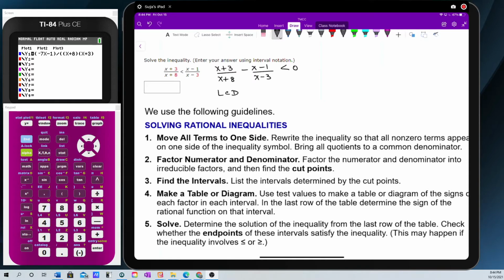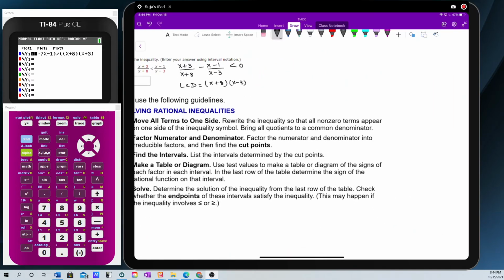For that I need the LCD, which is x plus 8 times x minus 3. This is going to create an equivalent fraction of x plus 3 times x plus 8 over, right, minus x minus 1 times, this should be x minus 3, okay, times x plus 8, the whole thing over x plus 8 times x minus 3, which is less than 0.